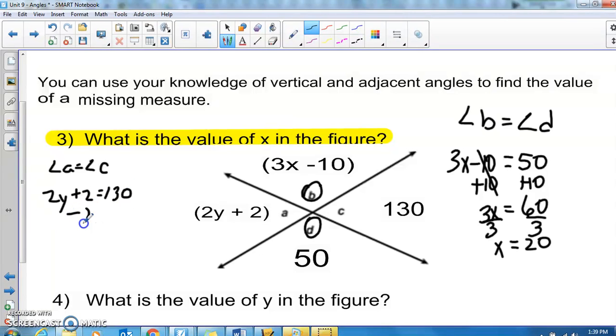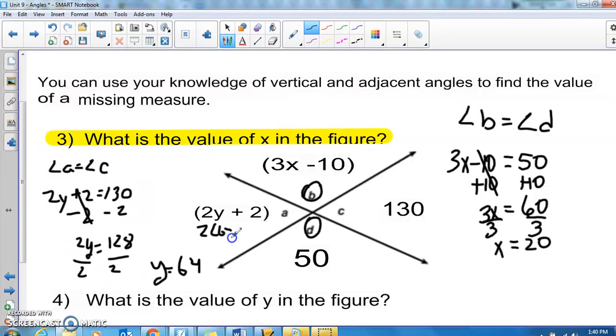I subtract 2. That cancels out. That leaves 2y equals 128. All right, I now have 2y, so I cancel out by dividing by 2. And that leaves me y equals 64. So y equals 64. And I can check my work. I can substitute 2 times 64. 2 times 64 is 128. 128 plus 2 gives you 130. So that shows that angle A and angle C are the same value.